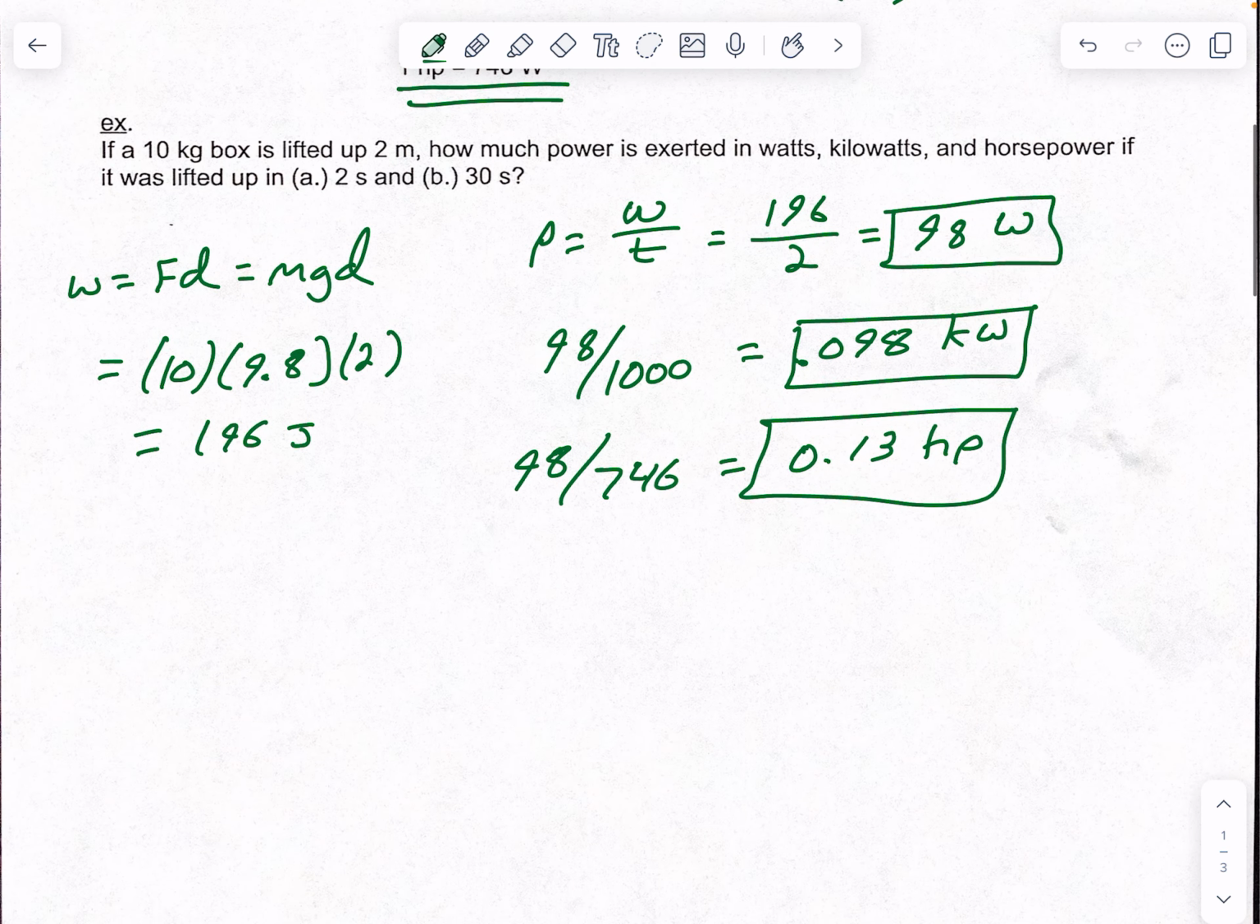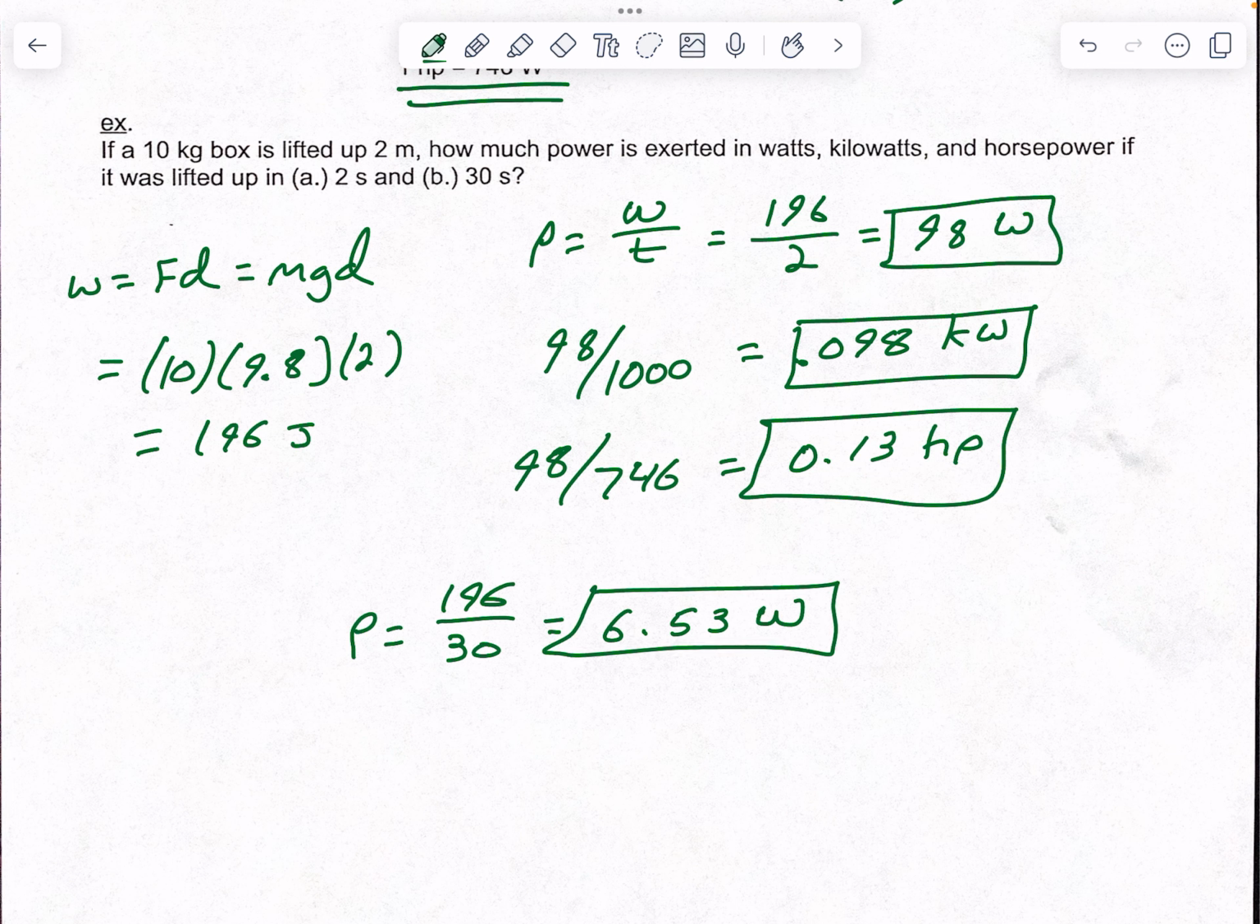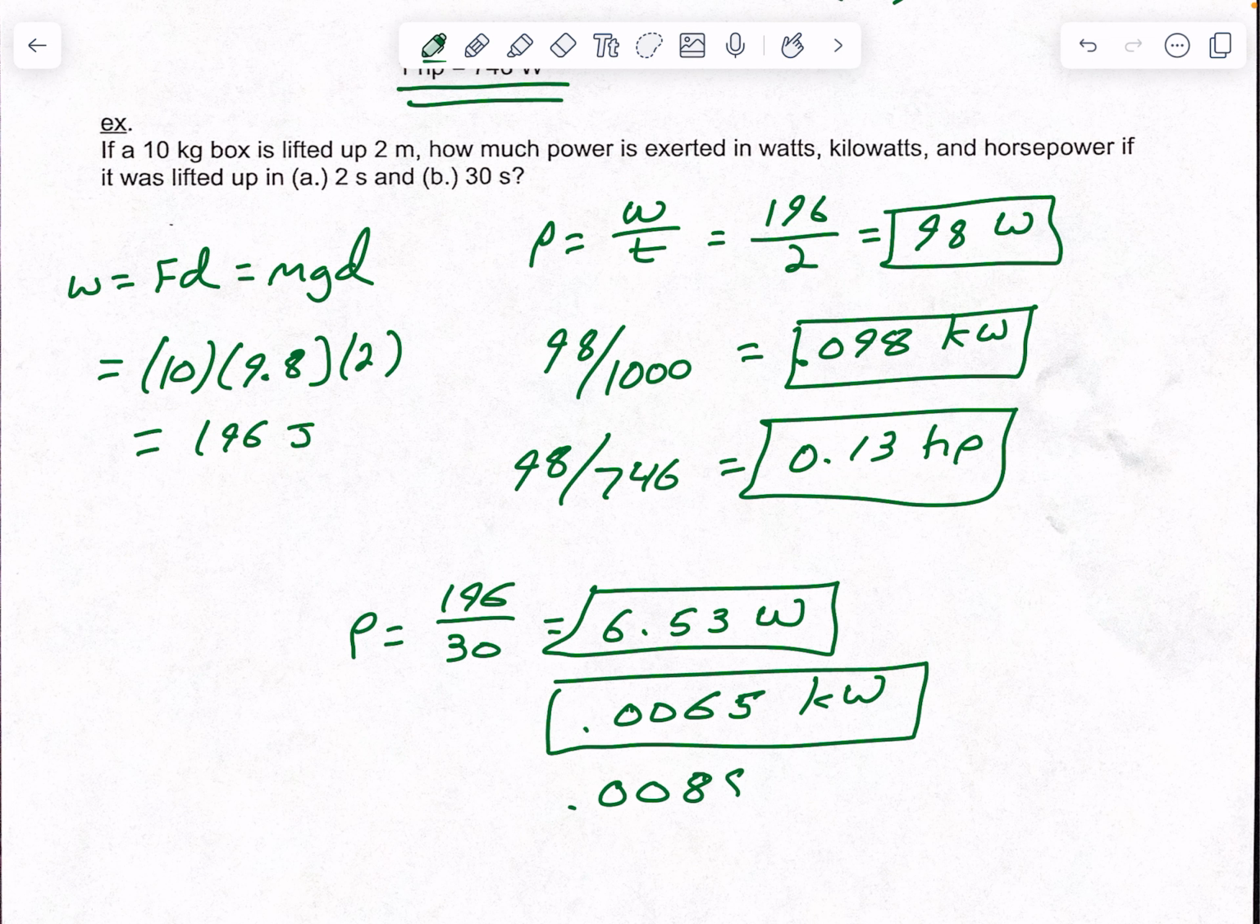Now we're also going to do it for 30 seconds, so we're going to see how time affects power. Work didn't change at all, so we just go right back into our power equation. My work is still 196, but my time is 30 now. Divide that by 30, and you get 6.53 watts. Divide that by 1,000, and that'll give you 0.0065 kilowatts. And then divide that 6.53 by 746, and you get 0.0088 horsepower.